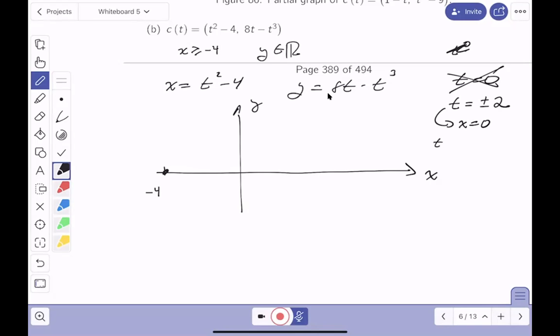I'm going to choose t as 2, right? If t is 2, you'd get 16 minus 8, which is y is 8. Okay, so 0, 8. I got that down. And I'll put this over here. Now, if t were minus 2, though, again, x is still going to be 0. What would you get for y? That would be, let's see, minus 16 plus 8, which is minus 8. I'm going to point over here.